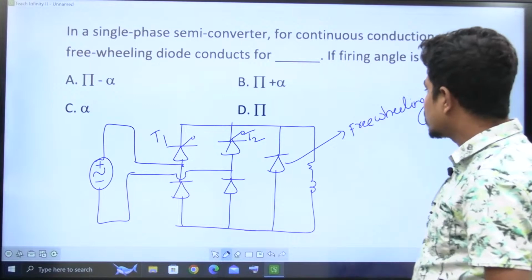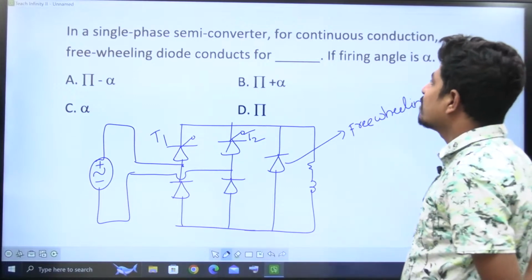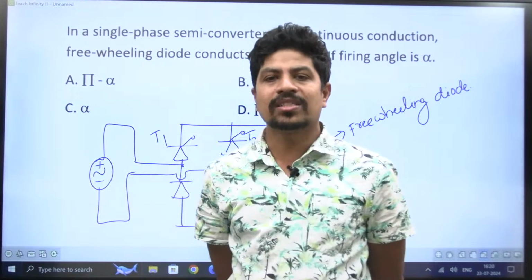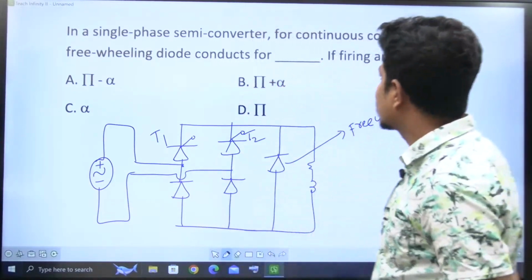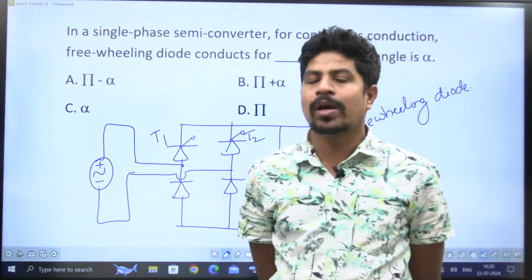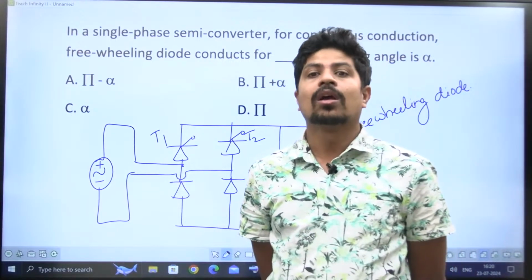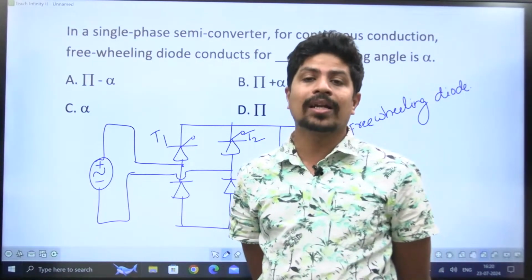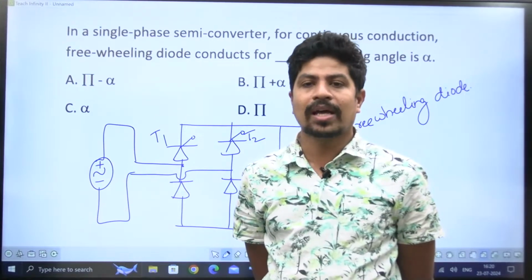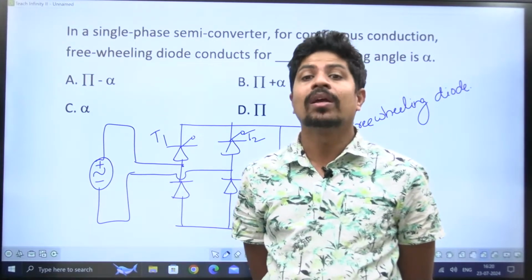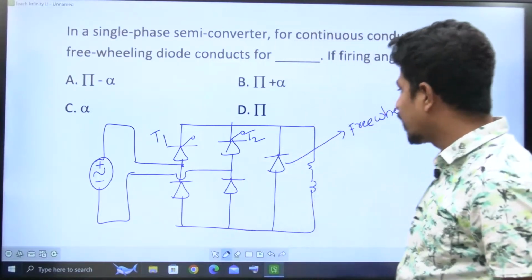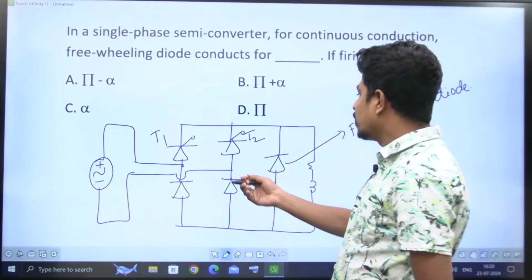Next question. For a single phase semiconverter, what is a semiconverter? A semiconverter is the one which has 2 thyristors and 2 diodes, right? Single phase semiconverter for continuous conduction. For continuous conduction to happen, there are certain conditions. First of all, the load must be RL and the inductor must be enough to support the conduction. Otherwise continuous conduction is not going to happen. And there should also be a path for conduction. Here the freewheeling diode is there.